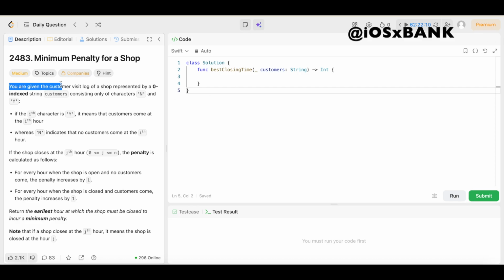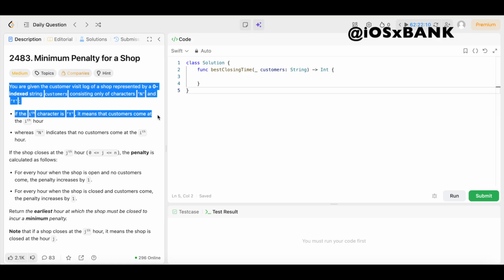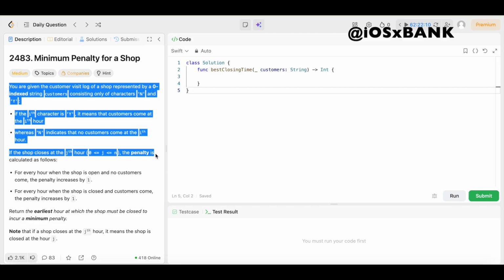You are given the customer visit log of a shop represented by a zero-indexed string, customers, consisting only of characters N and Y. If the ith character is Y, it means that customers come at the ith hour, whereas N indicates that no customers have come at the ith hour. If the shop closes at the jth hour, meaning 0 is less than or equal to j and j is less than or equal to n, the penalty is calculated as follows.